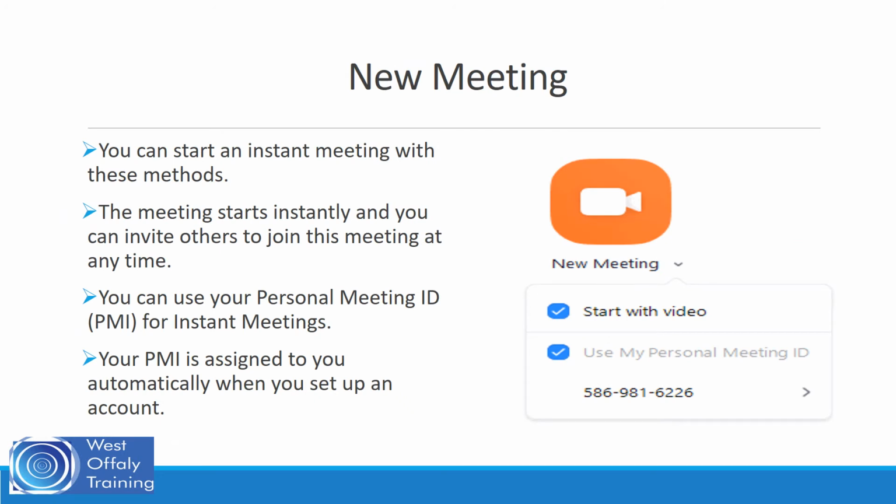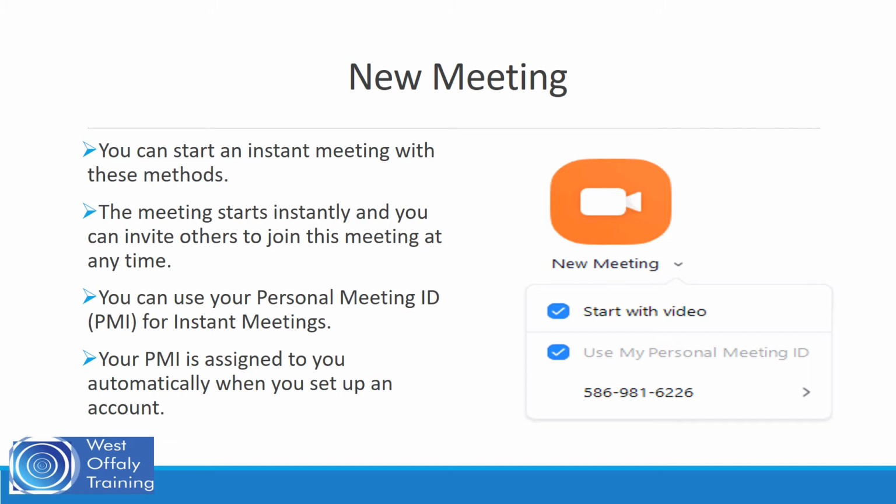So the first of the four icons in a bit more detail is new meeting. You can start an instant meeting with these methods. The meeting starts instantly and you can invite others to join this meeting at any time. As I mentioned, we have our personal meeting ID and a link that we can send to others that they can use to join the meeting.